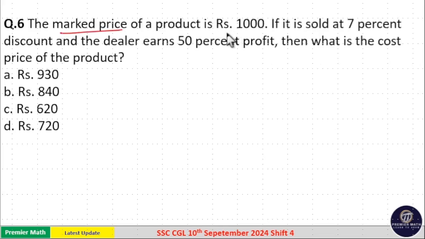The marked price of a product is ₹1,000. If it is sold at 7% discount and dealer earns 50% profit, then what is the cost price of the product?